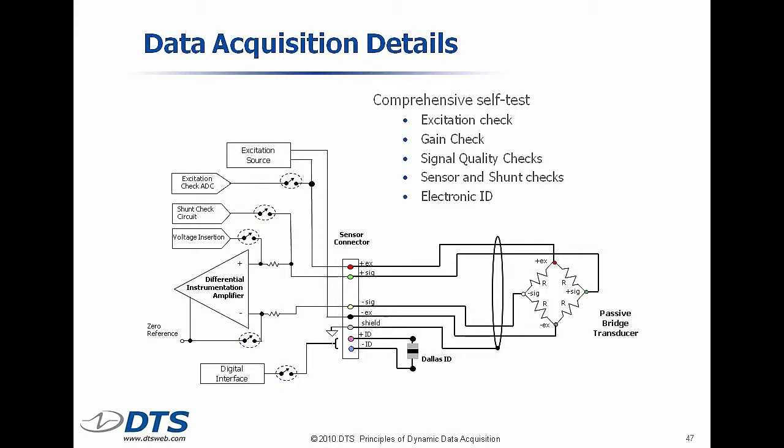Speaking of diagnostic information, most systems today have all sorts of checking devices in place. Back in the old days, 1980-ish, we didn't have all this cool stuff that was automated. But today, we have an excitation source, but we also have a little A to D converter that's dedicated to checking that the excitation source is working. We have a shunt check circuit. We have what we call closed loop gain checking, where we actually insert known voltages into the amplifier and say, hey, I think I'm set to a gain of 160. I'm going to put a voltage in and see if you amplify me around 160 times. We have shunt checks, and we even have electronic ID.